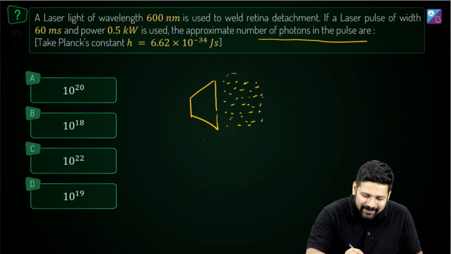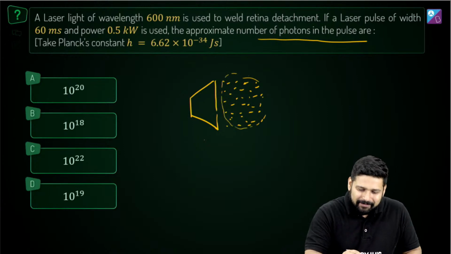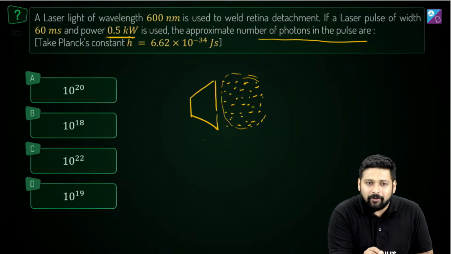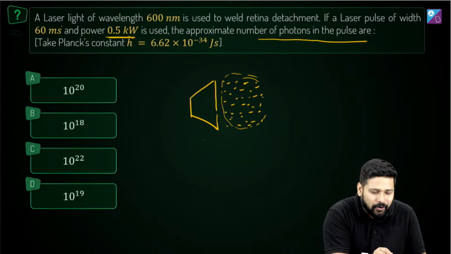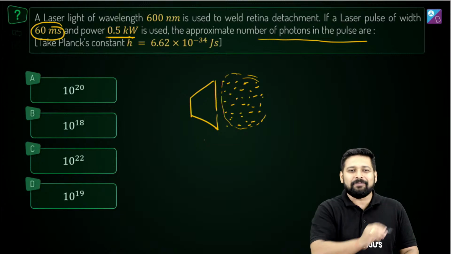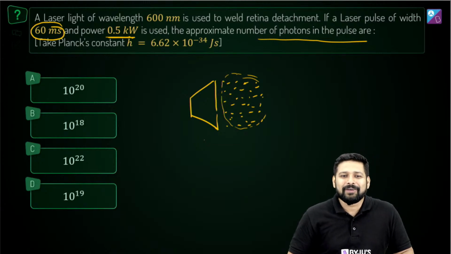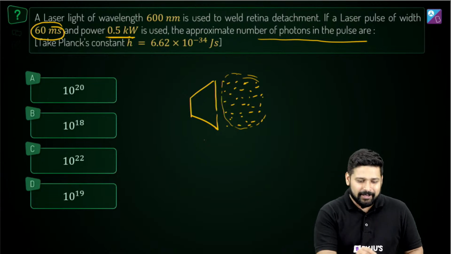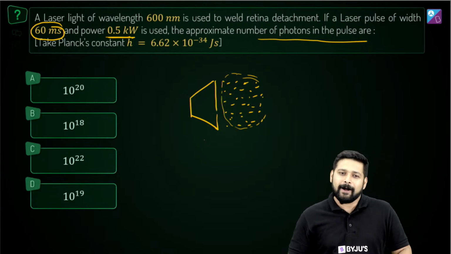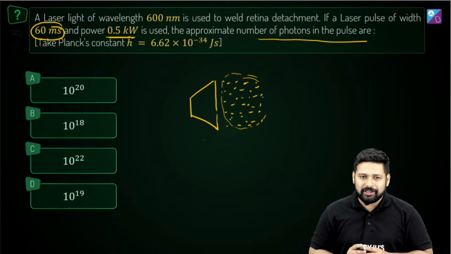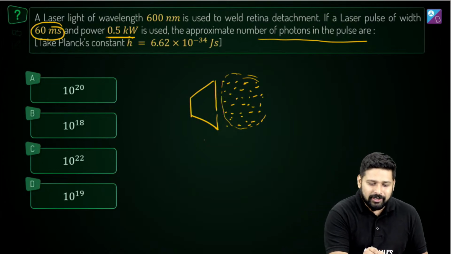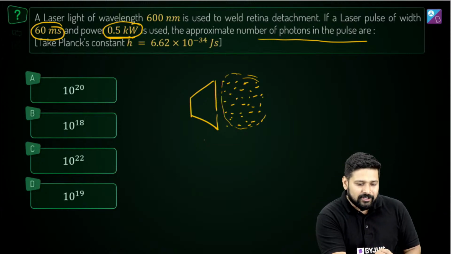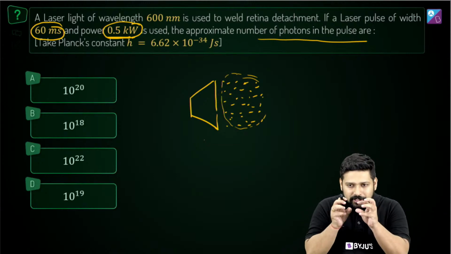So this instrument is producing this much power, but it is operational only for how much time? 60 milliseconds. Only 60 milliseconds. How much power? 0.5 kilowatt. Now calculate: how much is the total energy? This is the power, and it is only on for 60 milliseconds. So a pulse will be generated from it.